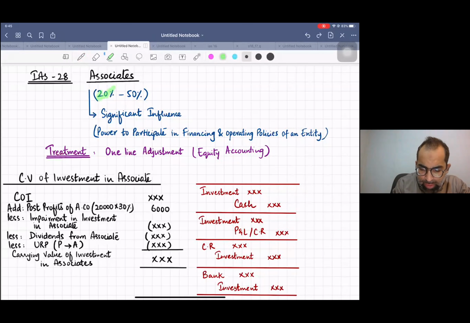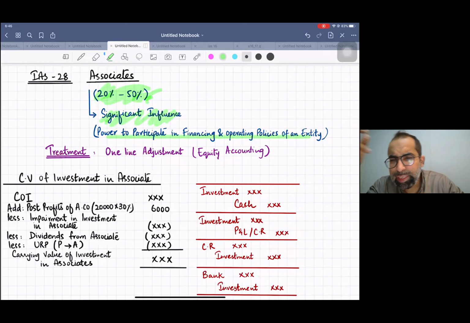Sometimes what happens when we buy more than 20% and less than 50% shares of some company, this is the criteria, then we get significant influence of that company. What is the definition of significant influence? Power to participate in the financing and operating policy of an entity.